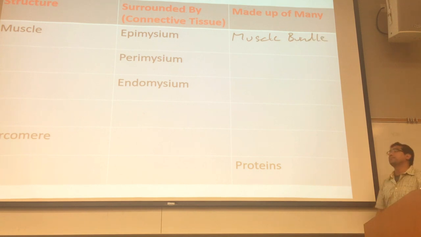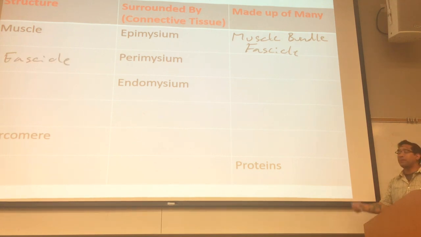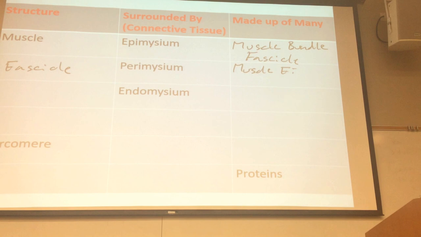What's the other name for a bundle? Fascicle. So this is fascicles, and fascicles are surrounded by perimysium. And then within that perimysium, you have what? Muscle fibers. What's the other way of referring to muscle fibers?